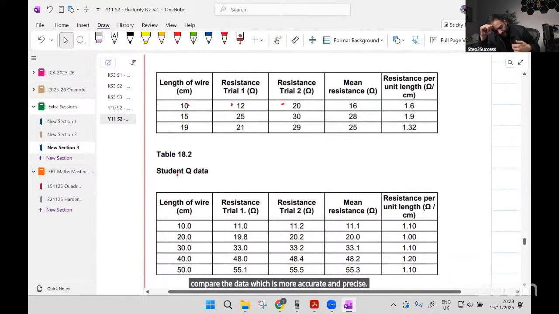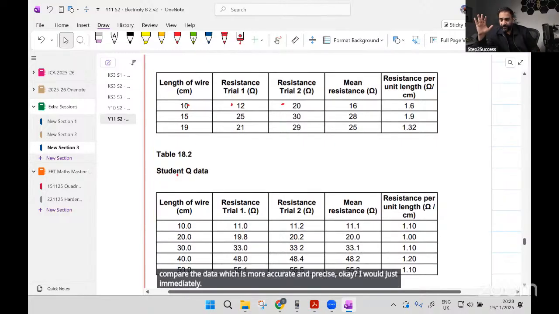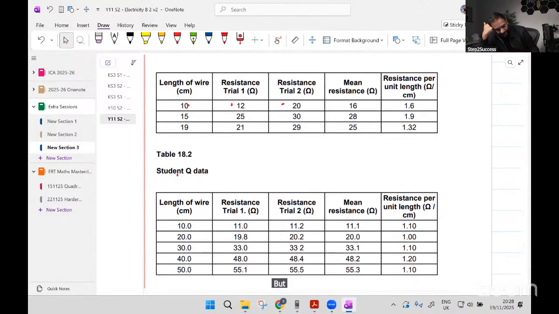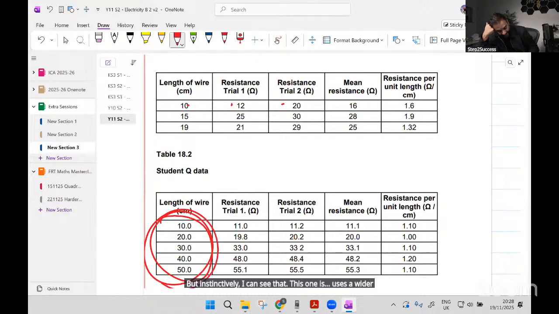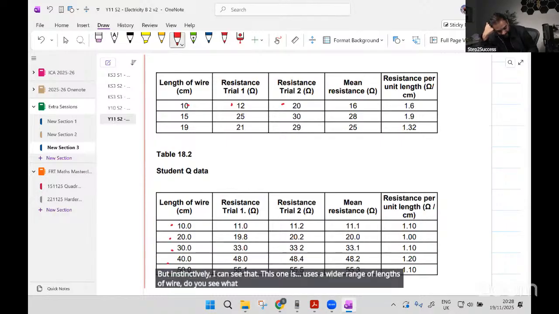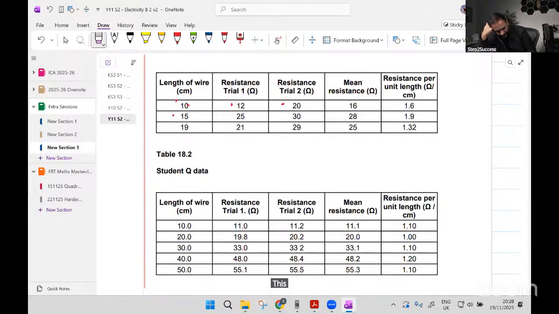Okay. I would just immediately, just a few points. I'm not going to look at the mark scheme and write loads of things down, but instinctively, I can see that this one uses a wider range of lengths of wire. Do you see what I mean? It uses 10, 20, 30, 40, 50. This one only uses 10, 15, and 19. So it gets a wider range of values.